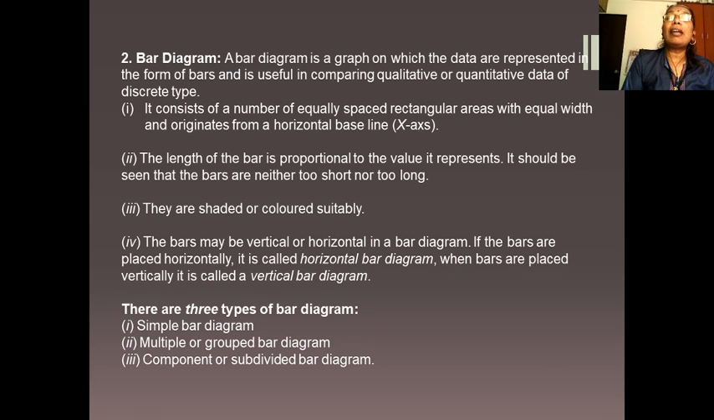A bar diagram is a graph on which the data are represented in the form of bars, and it is useful in comparing qualitative as well as quantitative data of a discrete type.